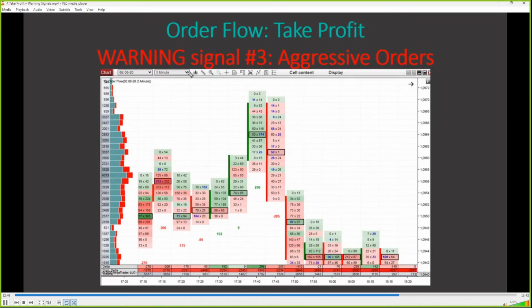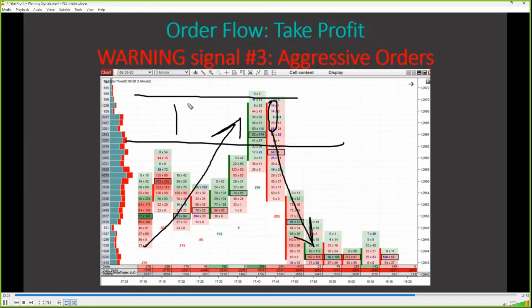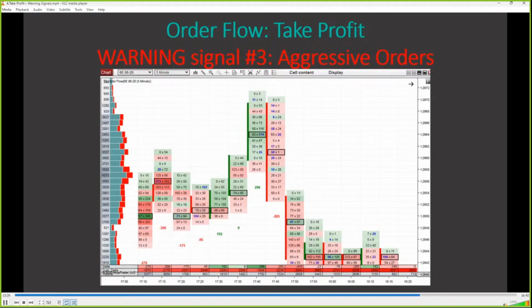Now, this is the last example of the warning signal number 3, the aggressive orders. Imagine you are in a long trade, and suddenly you see aggressive sellers start to jump in, selling imbalances. Sellers are way stronger than buyers. This is a sign that you immediately want to quit your long trade, because the sellers are dominating the market, and they are likely to push the price downwards, especially if this happens in a resistance zone. All right, aggressive sellers jumping in, that's the last warning.